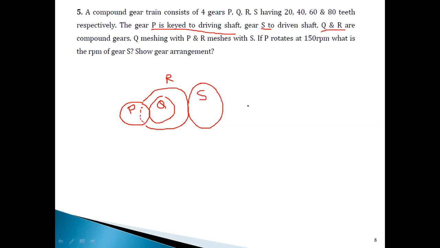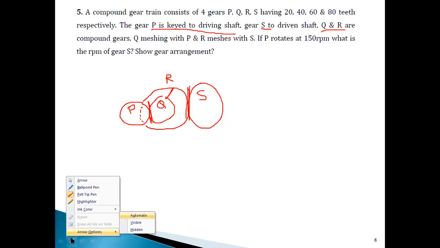Yes. Let us check, can we satisfy the conditions? He says P meshes with Q. Here P is meshing with Q, right? Q and R are compound gears, both are on the same shaft, yes. And R meshes with S. All the conditions are achieved. Here again, he has not mentioned the directions, which means by default you can assume gear P rotating in the clockwise direction, Q and R in the anti-clockwise direction, and S rotating in the clockwise direction. So with this, we shall start the solution steps one by one.